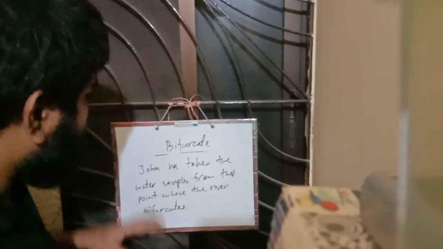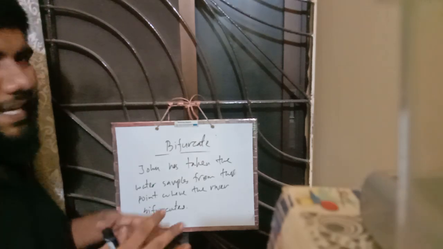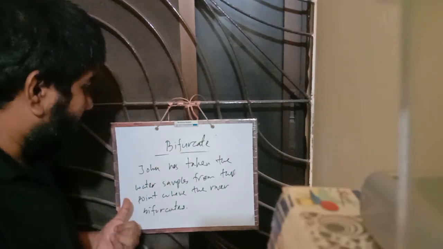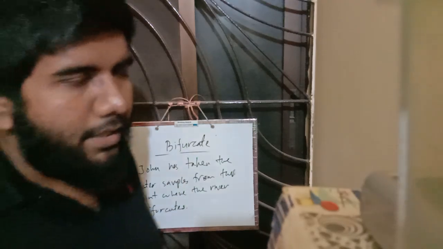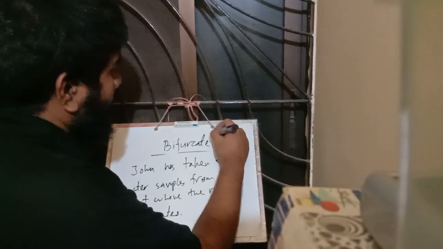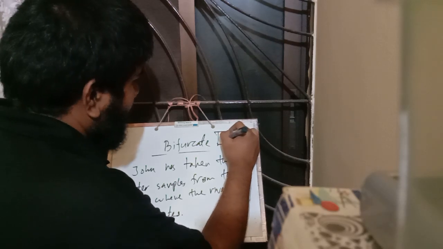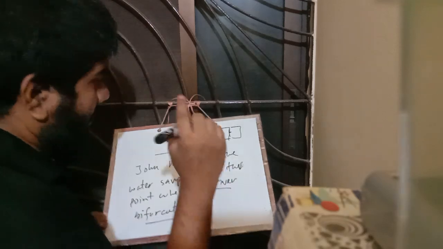So this is the example. John has taken the water sample, so he needs to experiment with something, and that's why he takes a sample from the river, from the point where the river bifurcates. It's like this is the river, and he takes the sample from this point, because at that point the river bifurcates. That means it separates, it splits into two different parts.